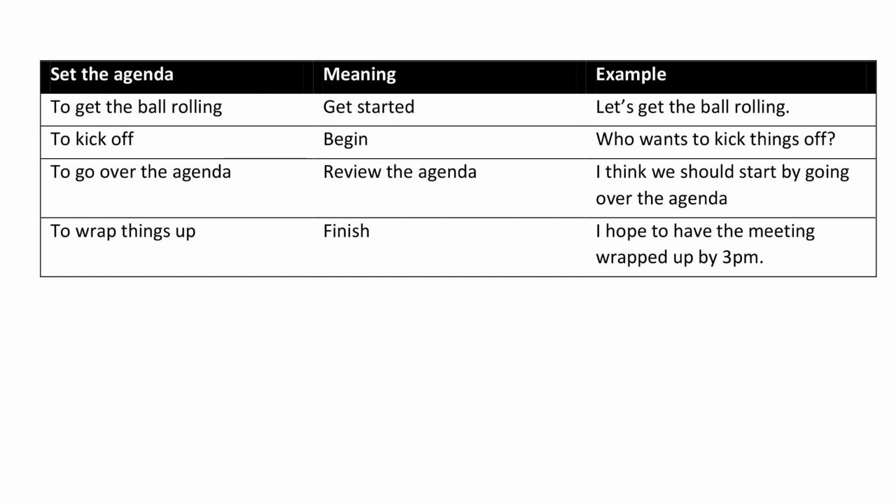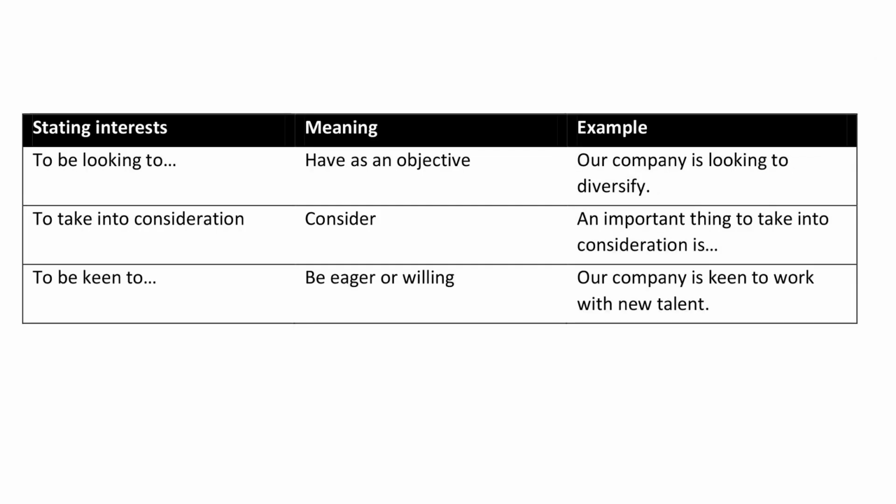And then moving on to the last part of the opening of a negotiation, we could look at stating interests. So the first expression could be to be looking to. For example, our company is looking to diversify. If you're looking to do something, it means you have it as an objective, okay? It's a goal you have in mind.